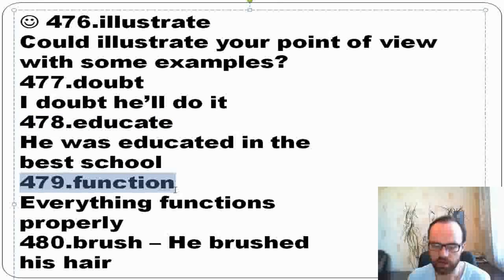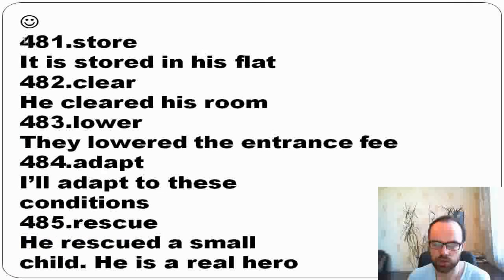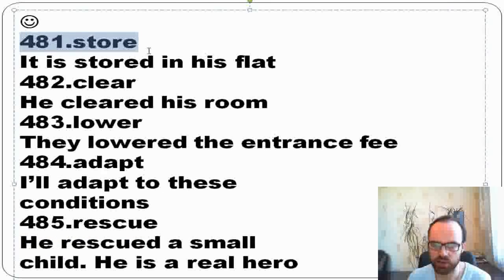Function. Everything functions properly. Brush. He brushed his hair. Store. It is stored in his flat. Clear. He cleared his room. Lower. They lowered the entrance fee. Adapt. I'll adapt to these conditions. Rescue. He rescued a small child. He is a real hero.